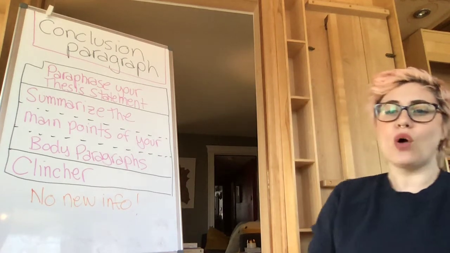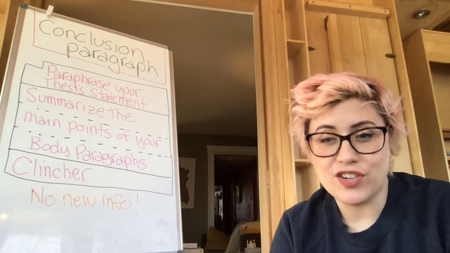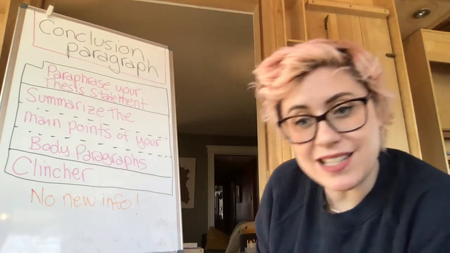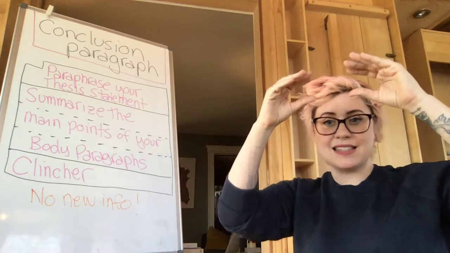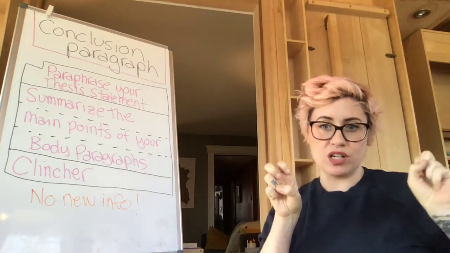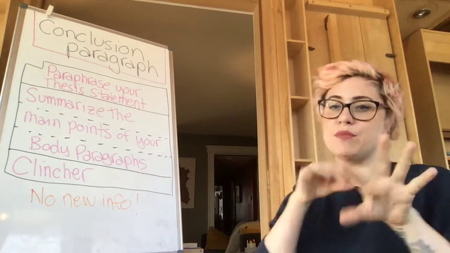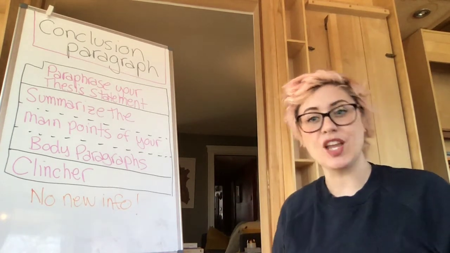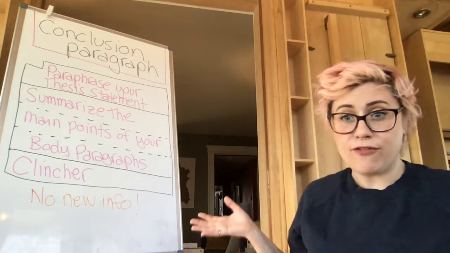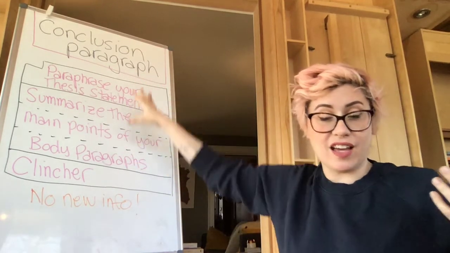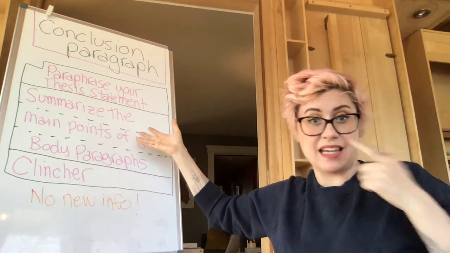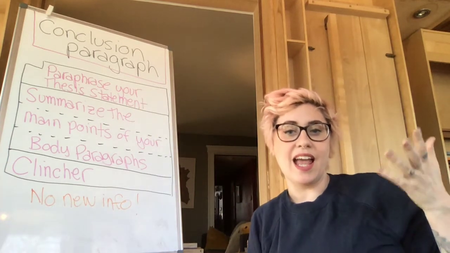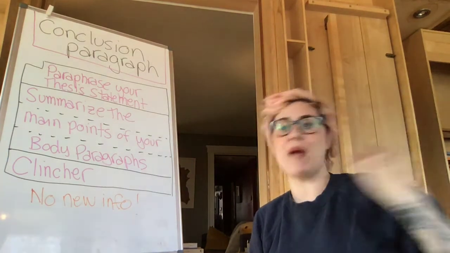Okay. So I am assuming that you watched the first video and you know what paraphrasing is. Paraphrasing is taking an original text and writing it in your own words, changing synonyms, changing the sentence structure, but keeping the meaning exactly the same. All right, so this whole part of the conclusion is kind of easy. First, you take your thesis statement, which you find at the end of your introduction, and you paraphrase it.